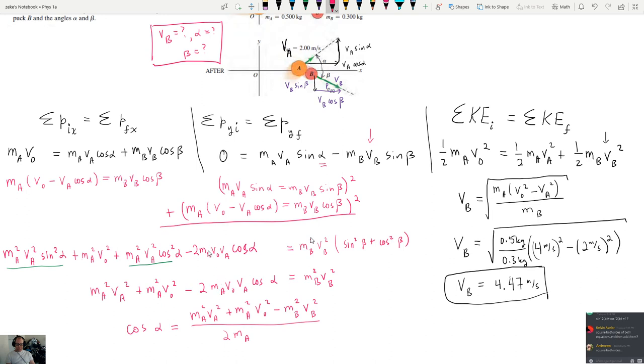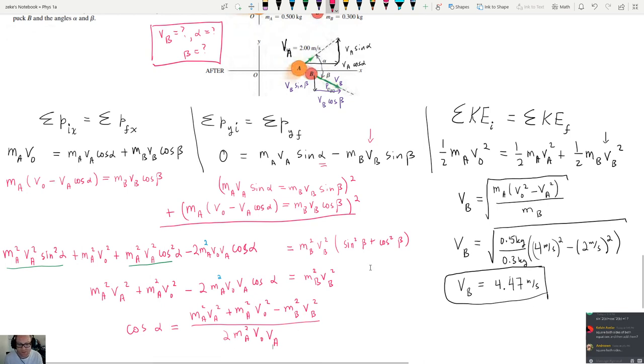This is squared too, right? I'm so sorry. I'm going to indicate with a different color the error that I made here. This MA was all squared. So that needs to be squared. That needs to be squared. And all of that junk is equal to cosine alpha.